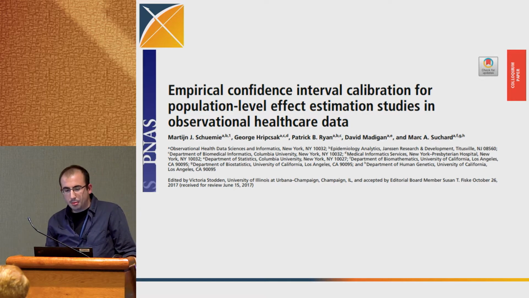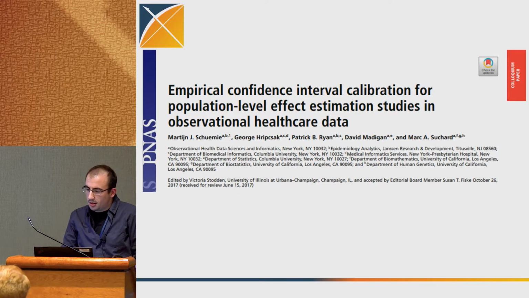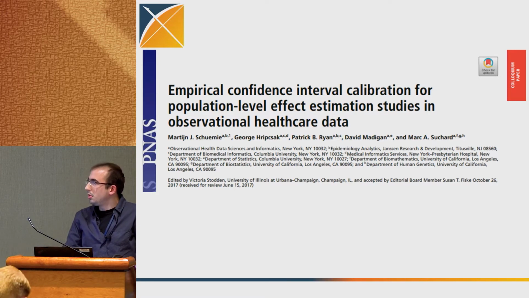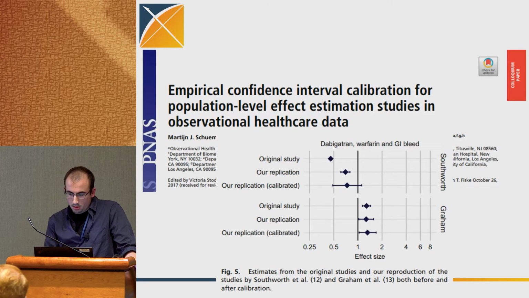So the natural next step would be to use this type of approach to actually not just calibrate our p-values, but also calibrate our confidence intervals around our estimates, so to make sure that we correct also for unmeasured or residual confounding in our data. That would be it. Can you go one further?